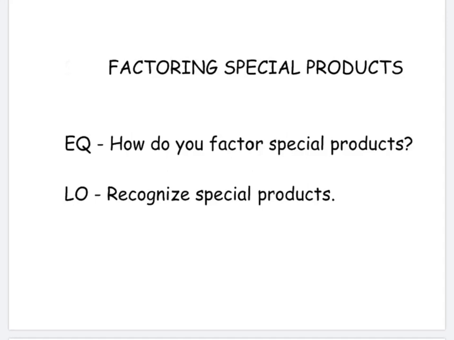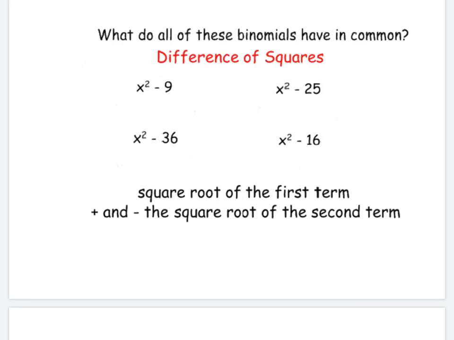This lesson is going to look at taking those special products that we talked about a few lessons back and looking at how to factor those. If you recall, there are two of them. One of them is a difference of squares because both of them are perfect squares that you have, and there's subtraction in the middle. So it's x squared minus 9, x squared minus 25, x squared minus 36, and x squared minus 16. All of those terms in the binomials are difference of squares.